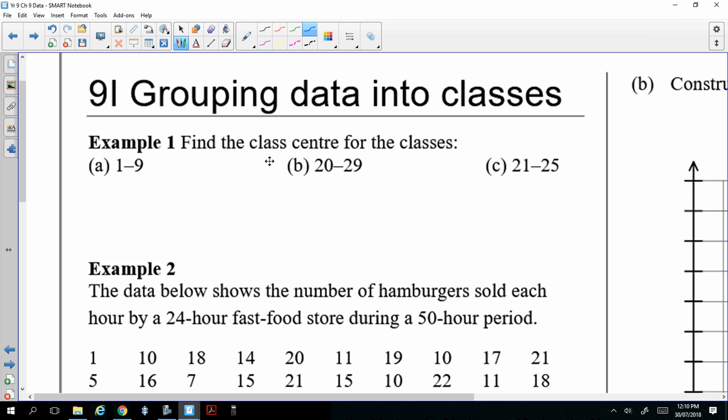For group data, we need to find the class center for the classes. So how do you find the class center? It's very easy. Class center equals the average of the numbers.